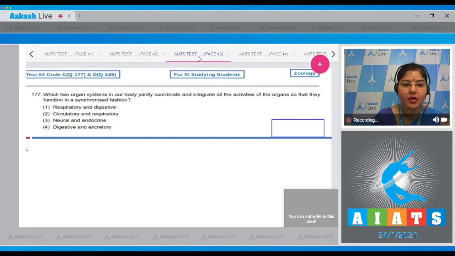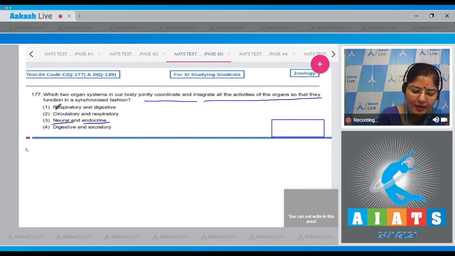Question number 177: which two organ systems in our body jointly coordinate and integrate all the activities of the organs so that they function in a synchronized fashion? The options given are: first option, respiratory and digestive; second option, circulatory and respiratory; third option, neural and endocrine; fourth option, digestive and excretory. The two coordinating systems in our body are the neural system and the endocrine system, and they jointly coordinate and integrate all the activities of the organs so that they function in a synchronized fashion. So the correct answer to this question is option number 3.